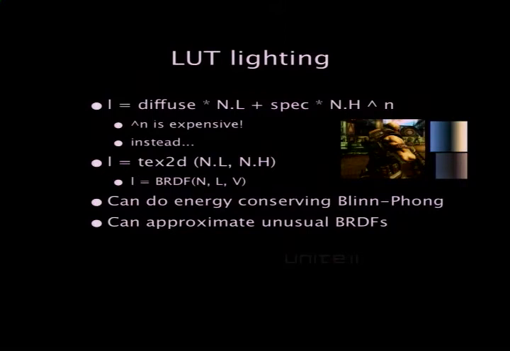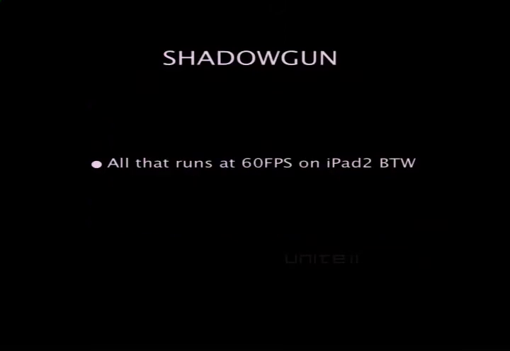Here it just explains that we had this math, and instead of that math, we offload everything to that texture. We calculate that offline, and at runtime we just use a single texture sampling. We can do quite a lot of interesting stuff with that texture. And in comparison, it runs on the iPad 2 at 60 frames.